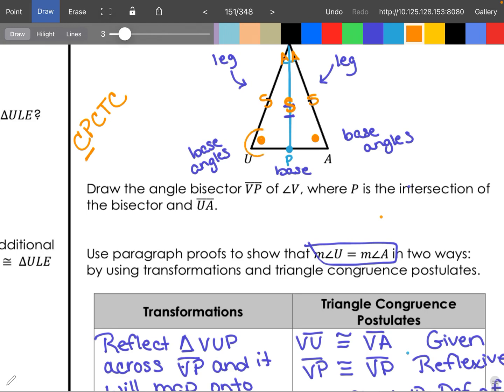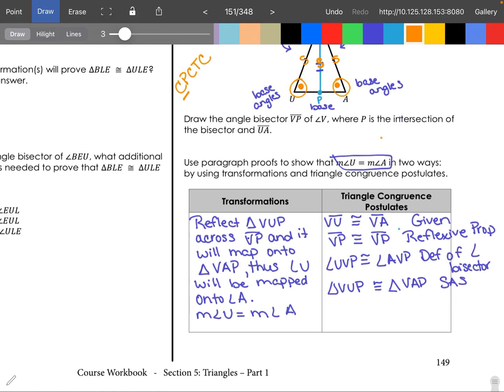So angle U corresponds to angle A. Okay, so they are corresponding parts. They are in congruent triangles. Therefore, they must be congruent to each other. Okay, so what I know is that angle U is congruent to angle A because they are corresponding parts in two congruent triangles, so therefore they must be congruent. Corresponding parts of congruent triangles must be congruent.